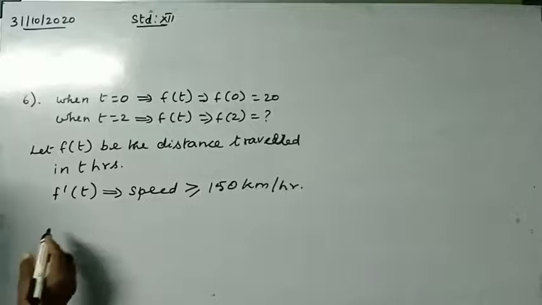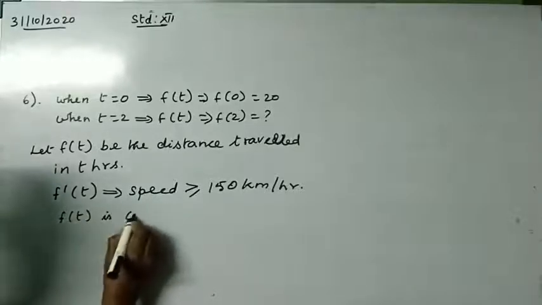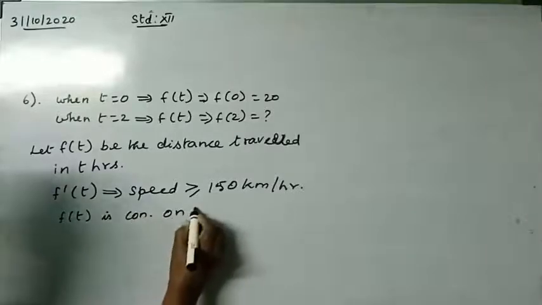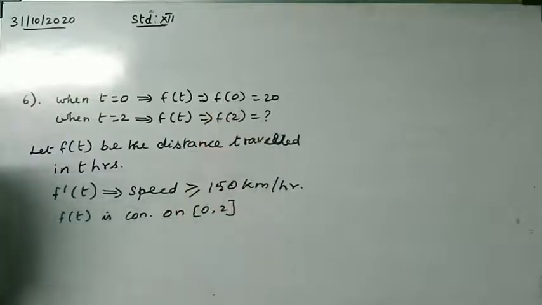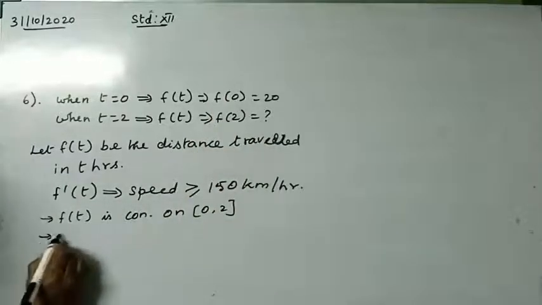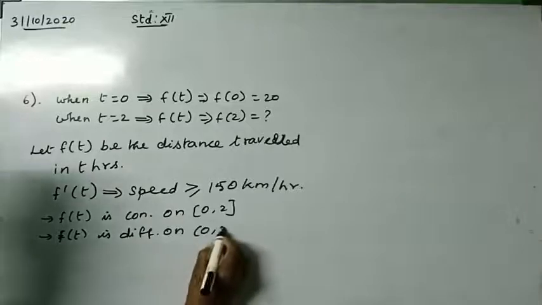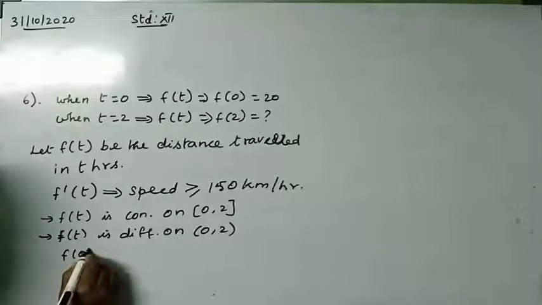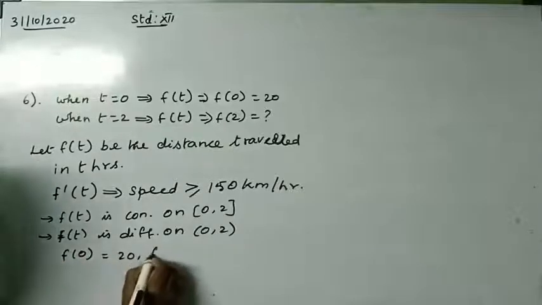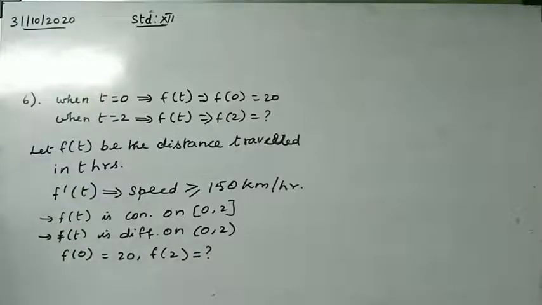Now let us write by the mean value theorem. f of t is continuous on the closed interval 0, 2. They have given t equal to 0 and t equal to 2, so take the interval like this. Next, f of t is differentiable on the open interval 0, 2, and f of 0 is equal to 20. f of 2 is equal to what? This is what we want to find.